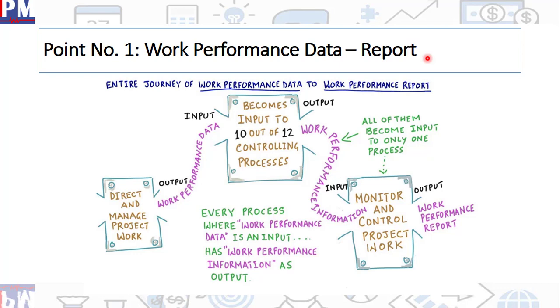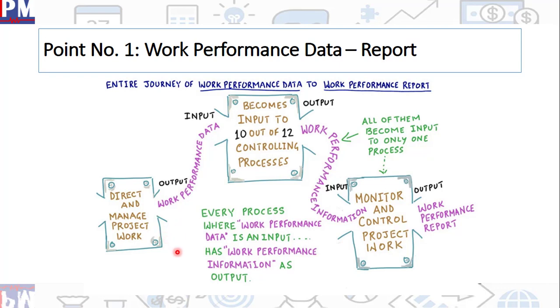And finally, for the consumption of the stakeholders, you have to convert it into reports, because all information doesn't have to be provided to all different kinds of stakeholders. So it has to be converted into apt reports for the consumption of the stakeholders. And therefore, there's a journey. Now, out of the 49 processes which make up the 6th edition, let's look at the journey of work performance data and which processes are involved in the transformation of data to report.